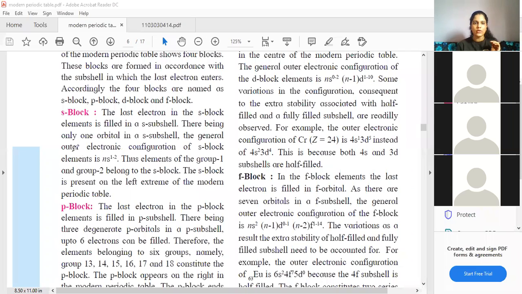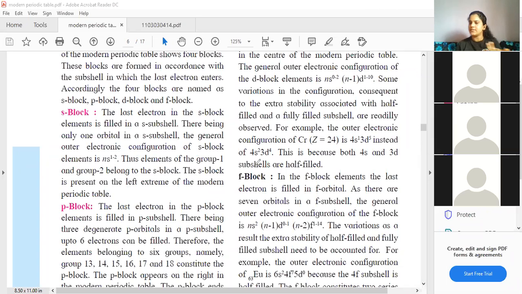Okay, the outer electronic configuration of S block. You all can see it is ns superscript 1 to 2. So it is a range. It is summarizing, right? For group 1, it is ns1. For group 2, it is ns2. So if I have to write the overall general, it is from ns1 to 2. Okay, fine. I think it kind of makes sense. So thus elements of group 1 and group 2 belong to S block.